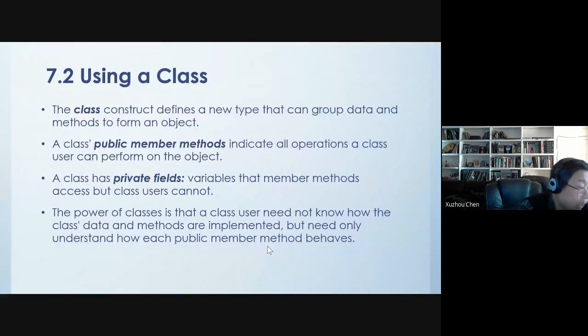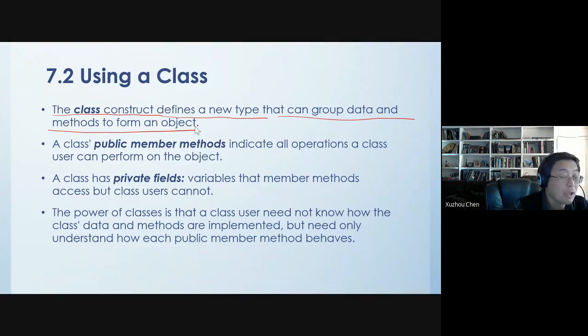Now, how can we use Java to form objects? Okay. So the class construct defines a new type that can group data and methods to form an object. When we define a class, we basically define a new type. It's just like a string, an integer, or a double, and now we can create our own type. And what is this type? It's whatever you define this type to be. How this type behaves depends on what kind of data, what kind of variables, you define in this type, and what kind of methods you implement in there. Okay.